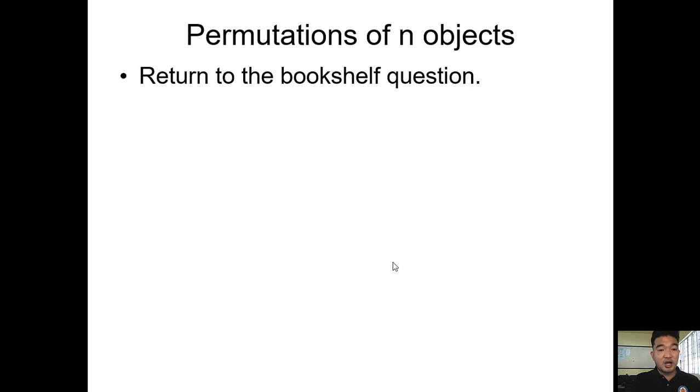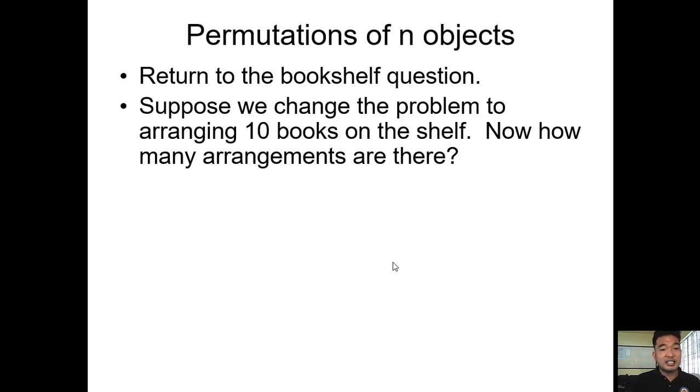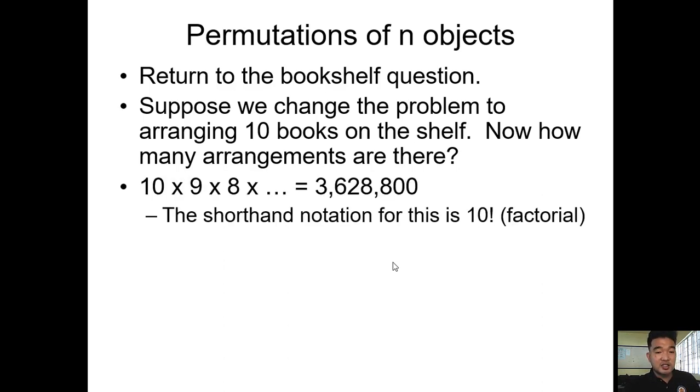Permutation of n objects. Let us return to the bookshelf question, yung kauna-unahan natin kanina. Suppose we change the problem to arranging 10 books on the shelf. Kanina kasi 6 lang yun, yung 6 na books inside your backpack, i-arrange mo in the shelf. Ngayon, ginawa natin halimbawang 10 books on the shelf. Now, how many arrangements are there? Ilan daw arrangement ang pwedeng mangyari sa mga books na ito na ilalagay natin sa shelf?